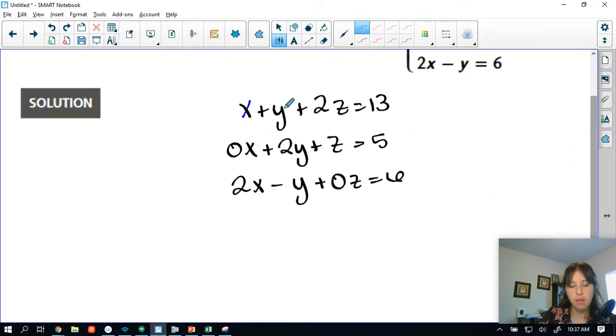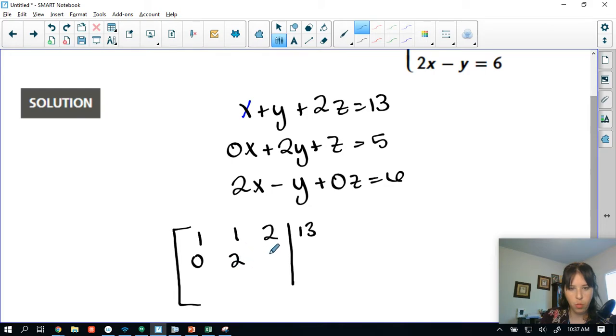So now I have enough information to make my matrix. I'm going to go by the coefficients: 1, 1, 2, bar 13; 0, 2, 1, 5; 2, negative 1, 0, 6.